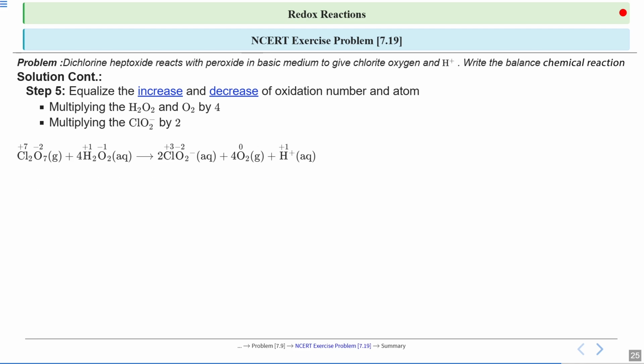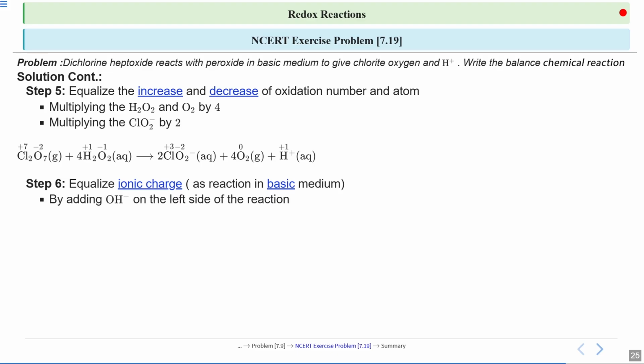Now, as we have equalized the decrease and increase in the oxidation number and atom, now we have to equalize the ionic charge. And it is also mentioned in the question that the reaction is taking place in the basic medium. So for basic medium, we will be adding the hydroxide ion. So we will add the hydroxide ion on the left hand side of the reaction. So now you will find that in Cl2O7 plus 4H2O2 plus OH negative, this will equal to the 2ClO2 negative plus 4O2 plus H positive.